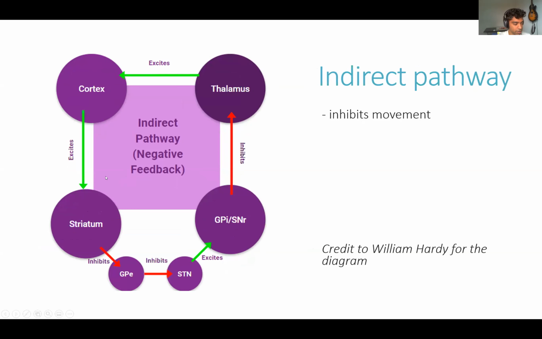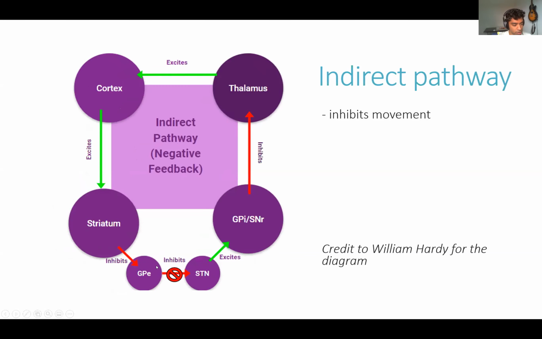And this is the indirect pathway. The cortex excites the striatum, which inhibits the globus pallidus externa. Since this is inhibited, the subthalamic nucleus is disinhibited. So it's free to go excite this, which inhibits this, which doesn't excite the cortex. When you excite the cortex, you facilitate movement. When you don't excite the cortex, you inhibit movement. So the indirect pathway leads to not exciting the cortex.